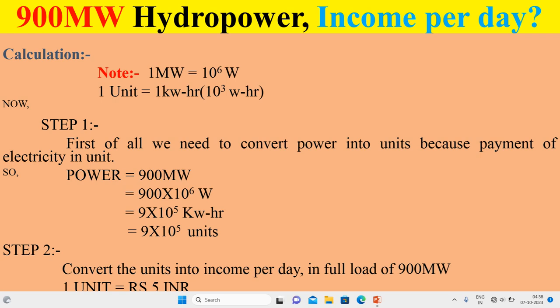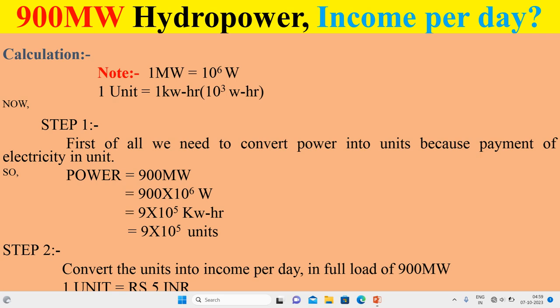Hydropower means generation of electricity through the water, right? It has a lot of components, so I will teach you each and everything. First of all, I'm going to tell you the main concept of this 900 megawatt hydropower, how much the income per day. You know the hydropower has a quite high initial cost, but after that it has a very low maintenance charge.